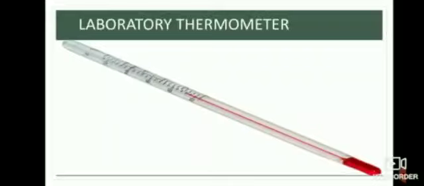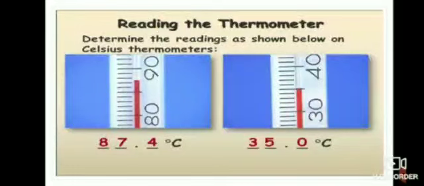Now reading the Celsius scale on the thermometer. Note the temperature difference indicated between two bigger marks. Also note down the number of divisions between these marks. Suppose two consecutive bigger marks differ by 1 degree and there are 10 divisions between them. One small division reads 1 by 10, that is 0.1 degrees Celsius.